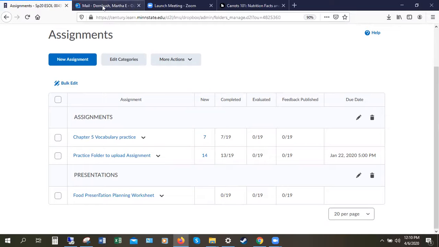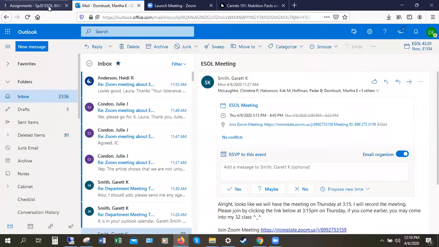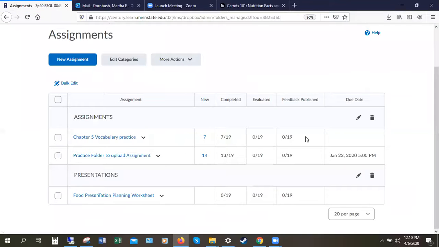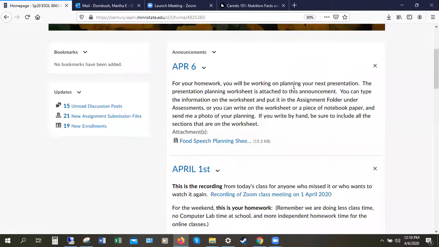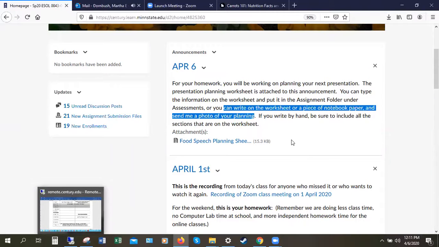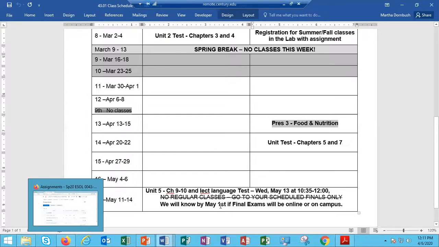So this week, work on that. Obviously, you need to first pick out what food you're doing, and then work on the worksheet. And the worksheet is on the announcement. Did you all see that? So this is today's announcement, and it explains you can put it in the assignment folder, or you can write it and send me a photo. If you don't want to print the planning sheet, you don't even have to print it. You can just look at it while you're working and just make sure you use all the topics. So we went through all the topics here.